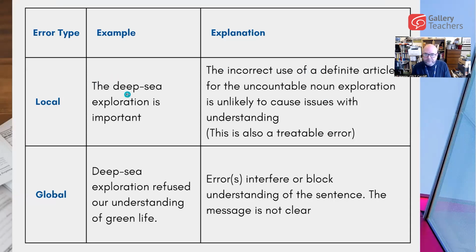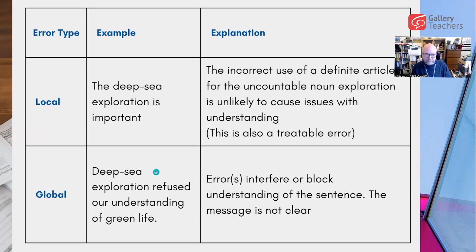A local error is one which is unlikely to cause issues with understanding. There's an incorrect use of the definite article here. Exploration is an uncountable noun, and therefore we've got a minor mistake here. It's local, it's unlikely to cause issues of understanding, and also it can be treated. We can probably talk about countable, uncountable nouns and the articles we use with them.